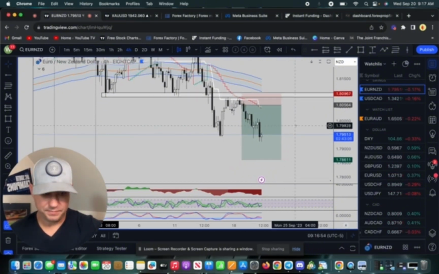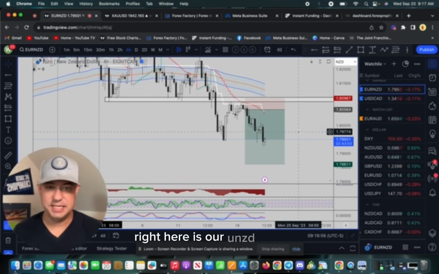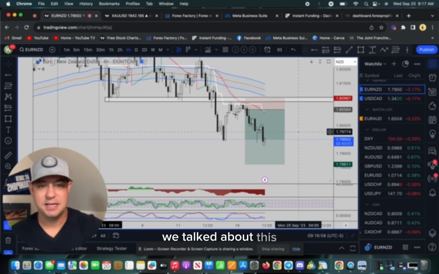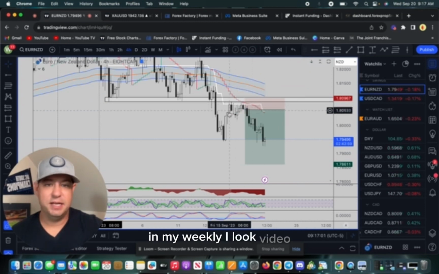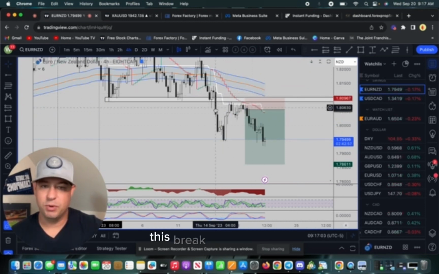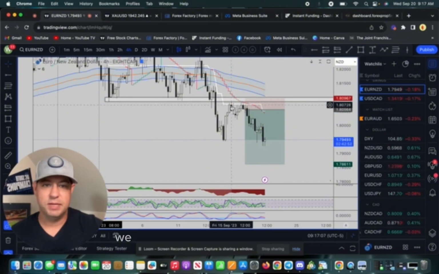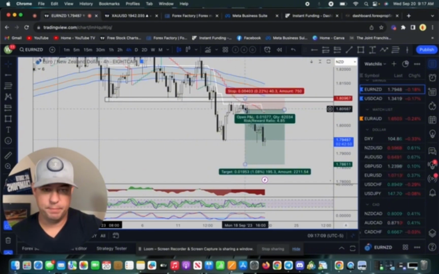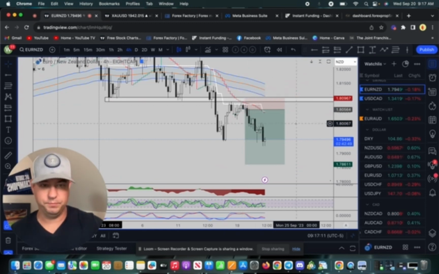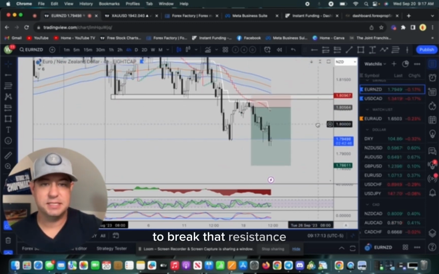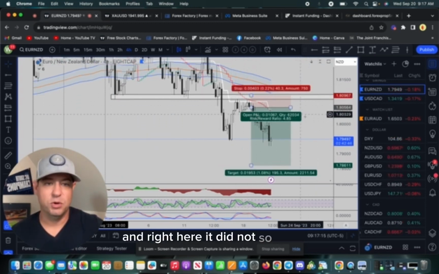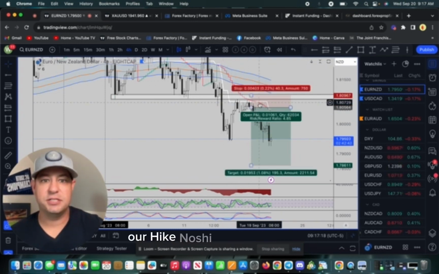Let's look at them. Right here is our EURNZD trade, man. We talked about this in my weekly outlook video. We got this break of our support, a great retest, support turn resistance. We got a double top here where they had two chances to break that resistance, and right here it did not. So we had our Heikin Ashi trend going down.